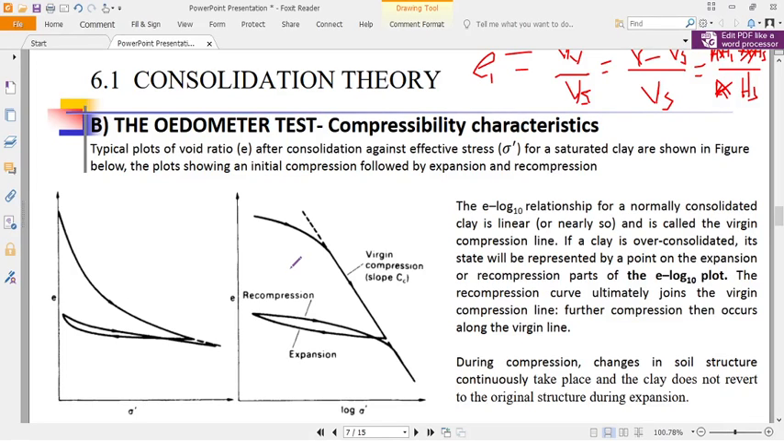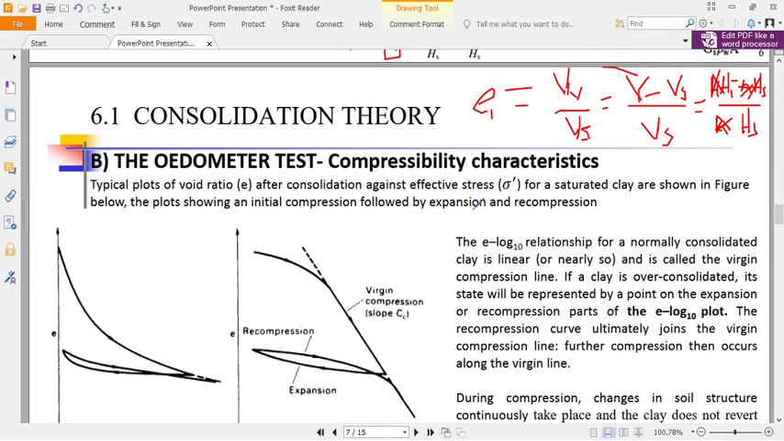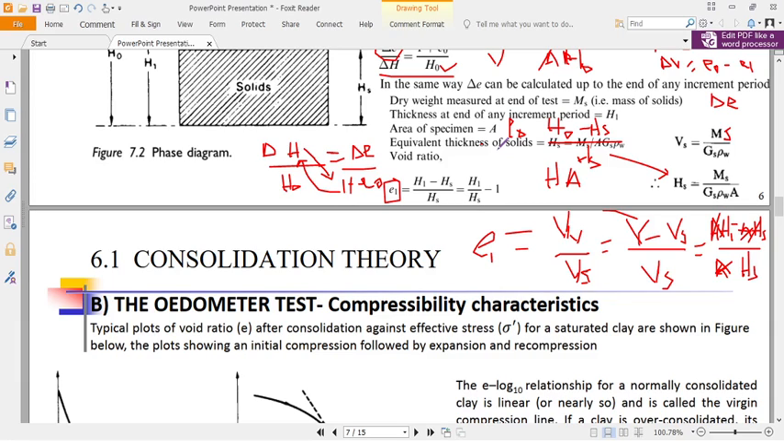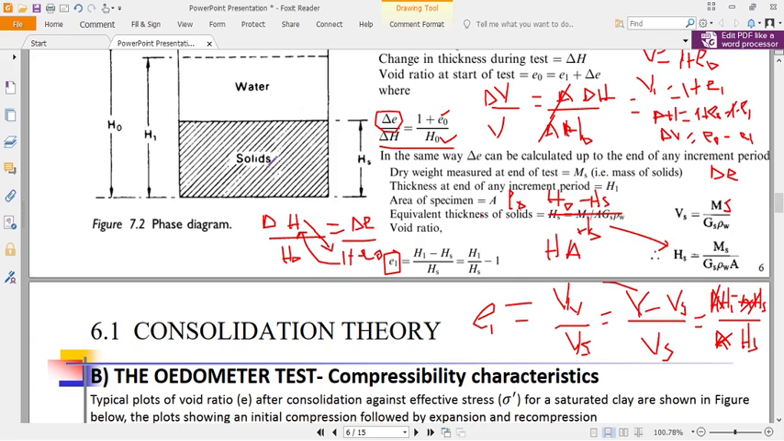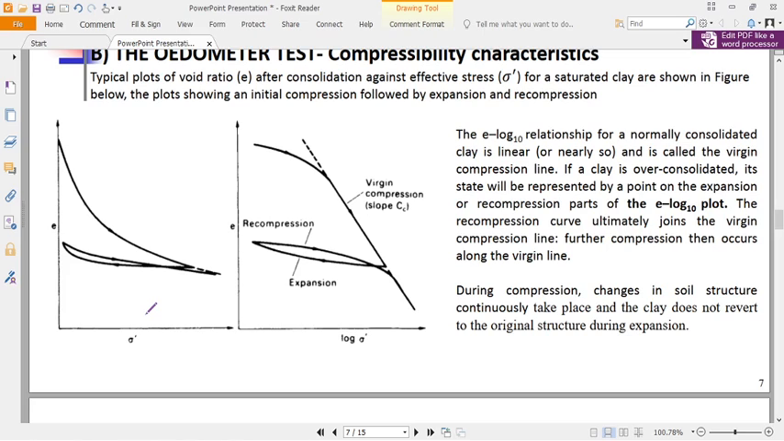So we come to our second part of chapter 6, that is consolidation theory. We looked at how we can determine the E with respect to the loads, which are the effective stress, which has been added after 24 hours, or in other special cases after 48 hours. So you come up with a plot of E versus effective stress.